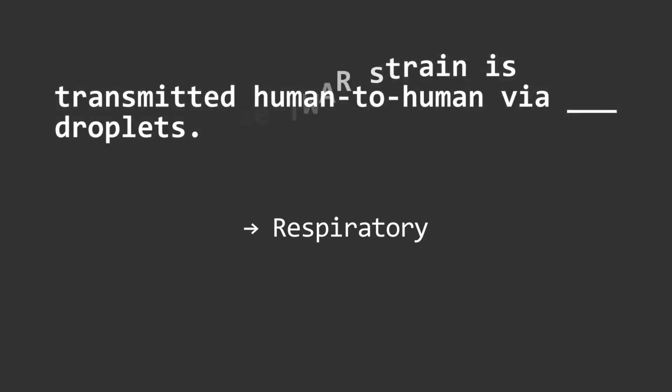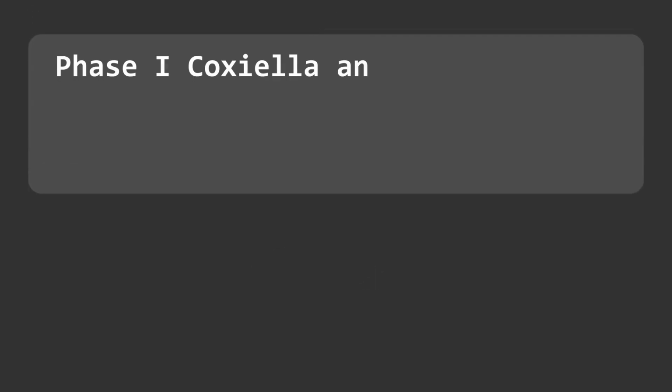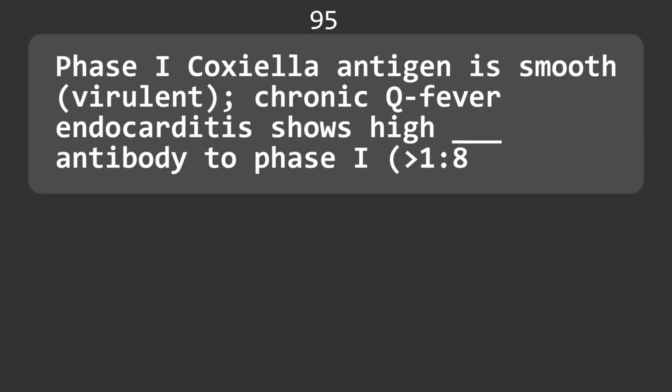Phase 1 Coxiella antigen is smooth, virulent. Chronic Q fever endocarditis shows high IgG antibody to phase 1, more than 1:800.